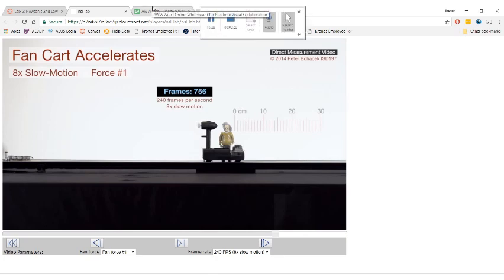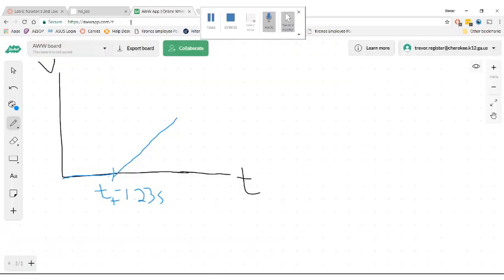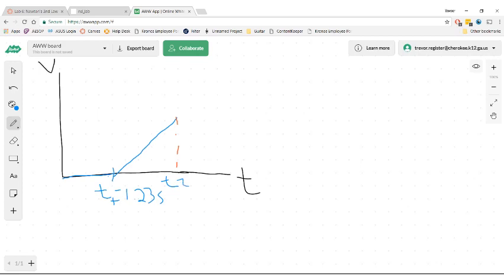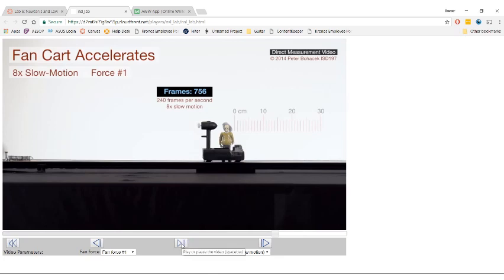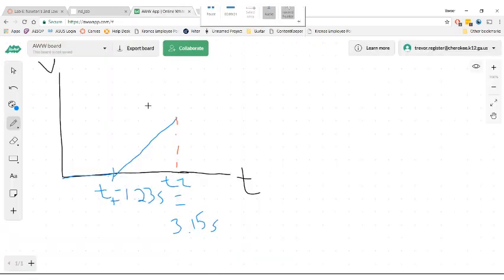To get my clock reading, I have to do 756 divided by 240. If you do that in the calculator, you get 3.15. So I drop my dashed line over here and call that T2 equal to 3.15 seconds. Now after the fan is off, the cart travels at a constant velocity for the rest of its time. So I need to show that right here.